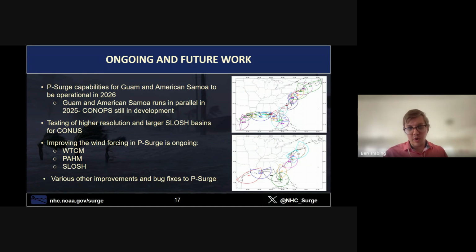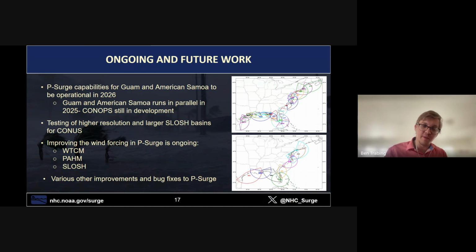Other updates that we're working on are testing and examining higher resolution and larger slosh basins. If you look at the number of slosh basins on the top right here, there's a lot of them. They're small, a little bit coarser. And so we're trying to move to these super basins, which are in the bottom right, or much larger basins, but higher resolution. This is going to help with the connectivity and the overlaps there, as well as better analyzing the overall storm surge coming from those through the higher resolution.